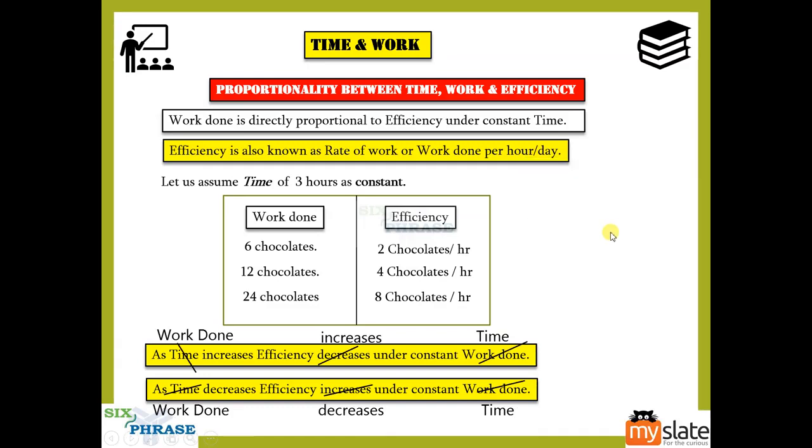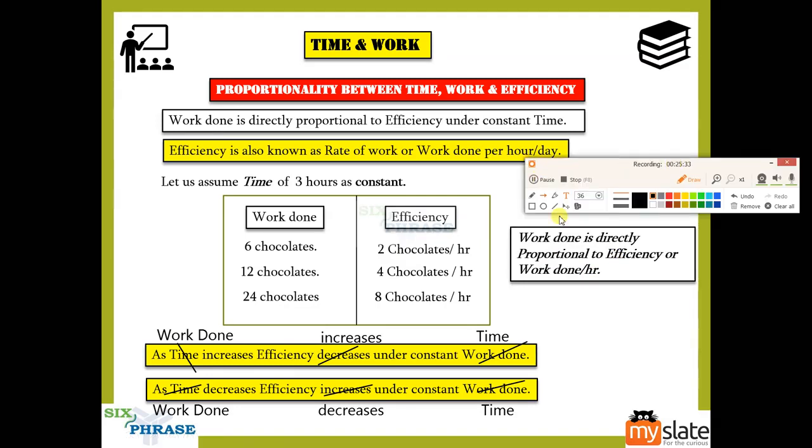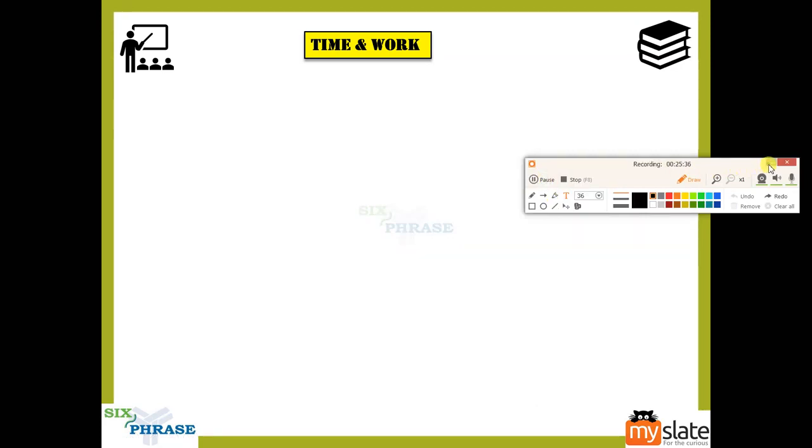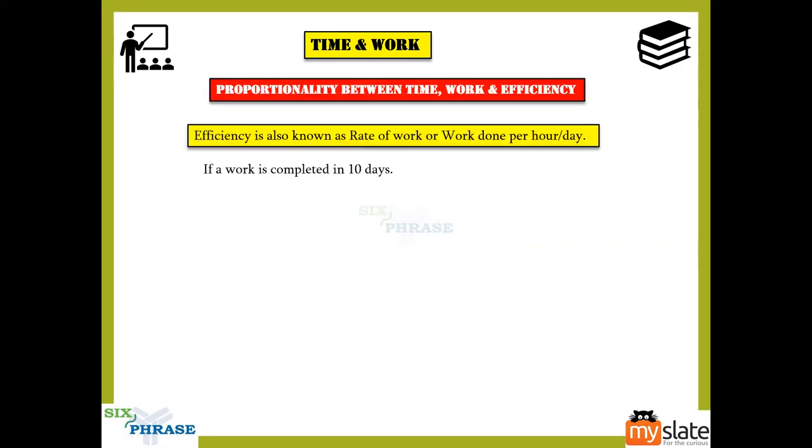So this is it, guys. As the work done increases, efficiency increases under constant time. Similarly, as the work done decreases, efficiency decreases under constant time. So this is why we say work done is directly proportionate to efficiency under constant time, of course. So you can see work done is directly proportional to efficiency, or work done per hour. Okay, so hope you got this. Again, efficiency is also known as rate of work and work done per hour or day.